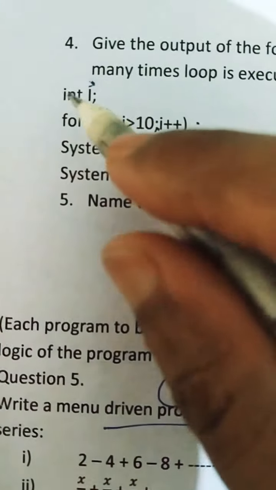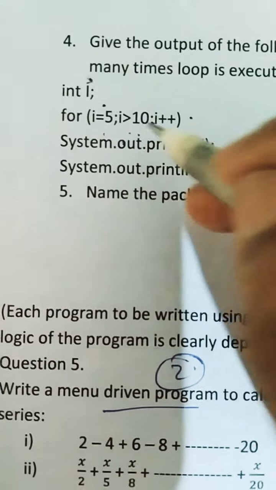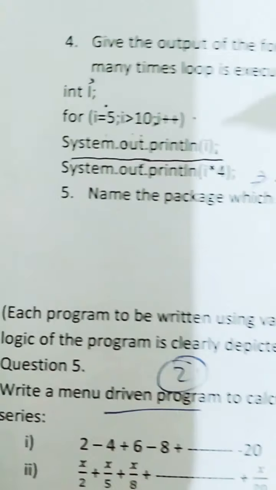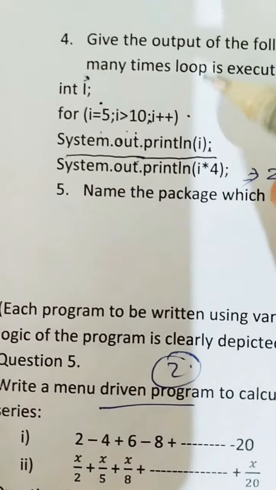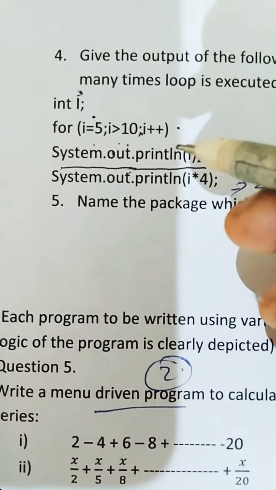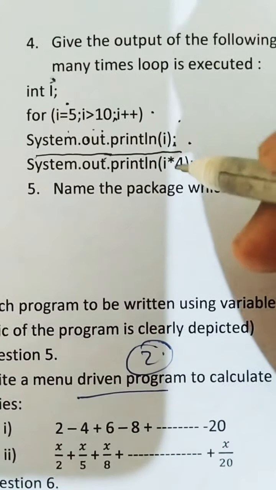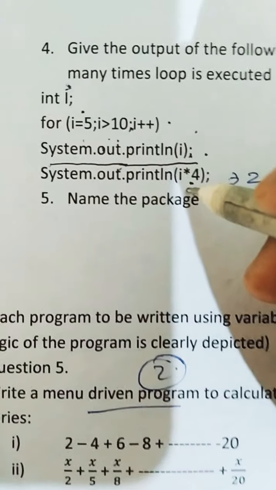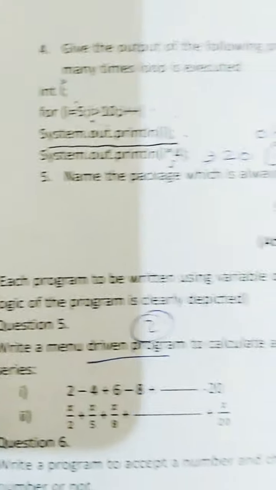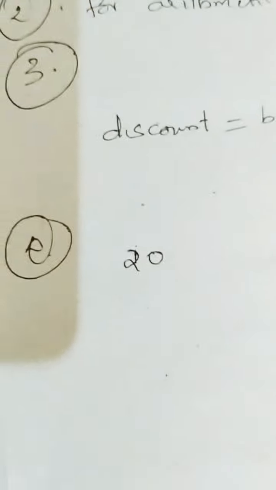It's a global variable because it is declared outside the loop. So 5 greater than 10, the condition is false. Since there are no curly braces, there is only one statement under the loop, so it will not work. The loop will not work, and it comes outside. So i is 5. So 5 into 4, 20. So the output you will get is 20.